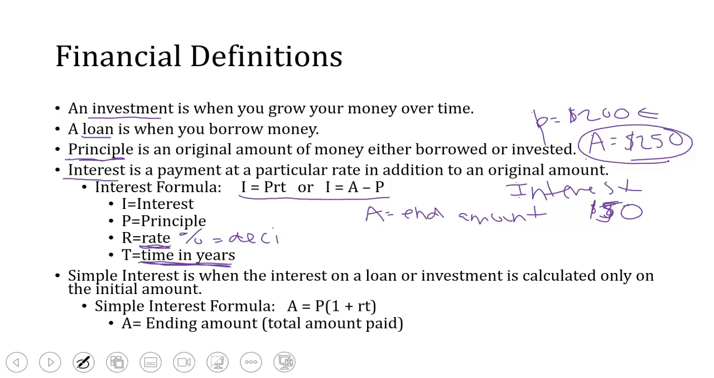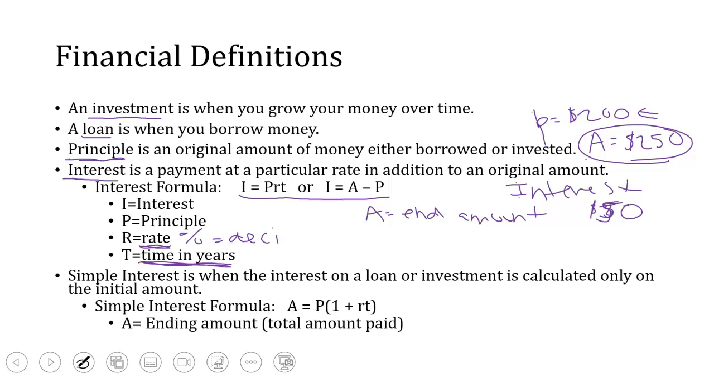Simple interest is when the interest on a loan or investment is calculated only on the initial amount. So it's only applied one time. Here we have the simple interest formula to get the end amount. The A is our end amount. How much should we pay total?